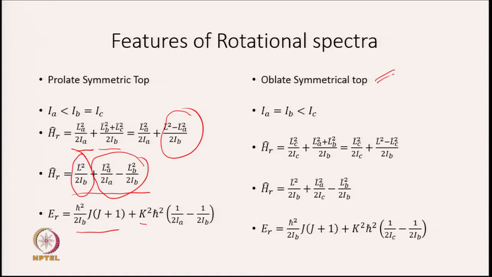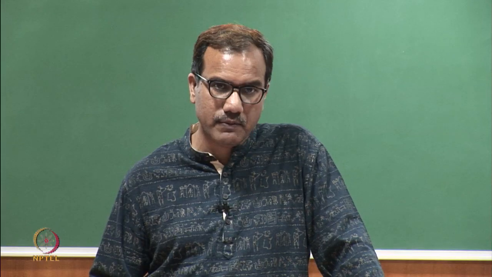Similarly, we can obtain energy for oblate symmetrical top. In this kind of molecule, IA is equal to IB, but this is less than IC. So, IC is greater than IA and IB. So, similarly, we can calculate Hamiltonian, and once we know Hamiltonian, then we can get the energy term, and that is simply h bar square by 2 IB J(J plus 1) plus k square h bar square into (1 by 2 IC minus 1 by 2 IB). It is similar to what we obtained for prolate symmetric top. So, this is all about what we discussed last time.